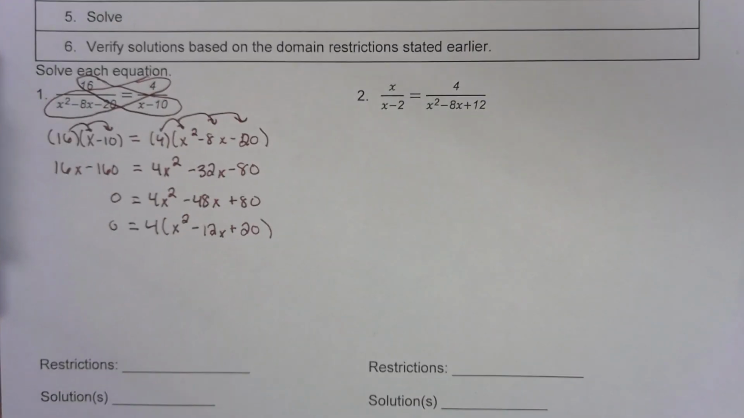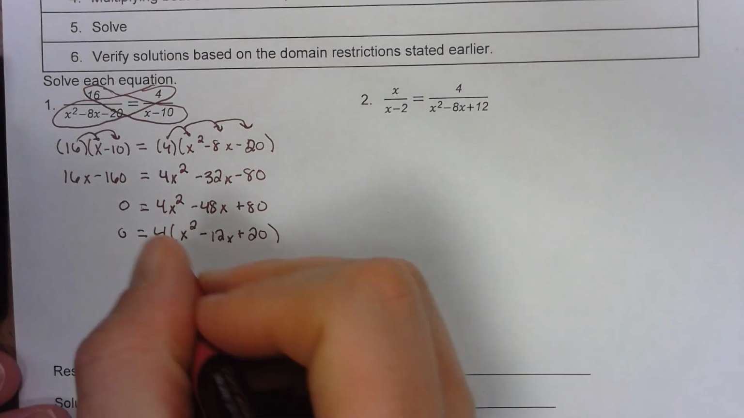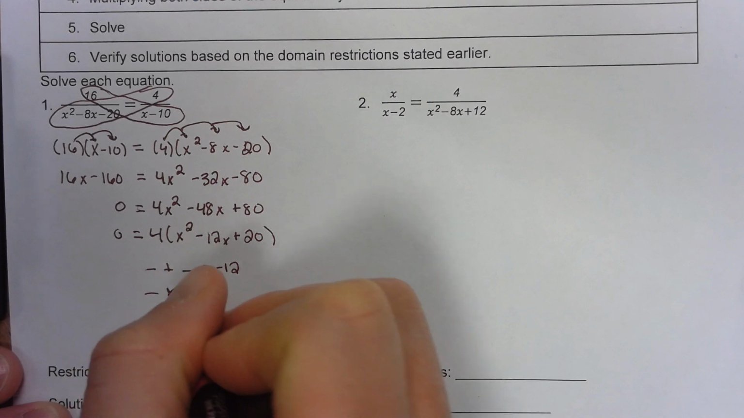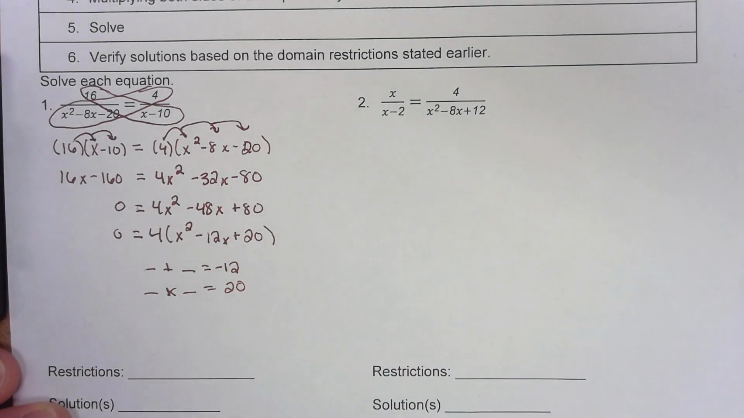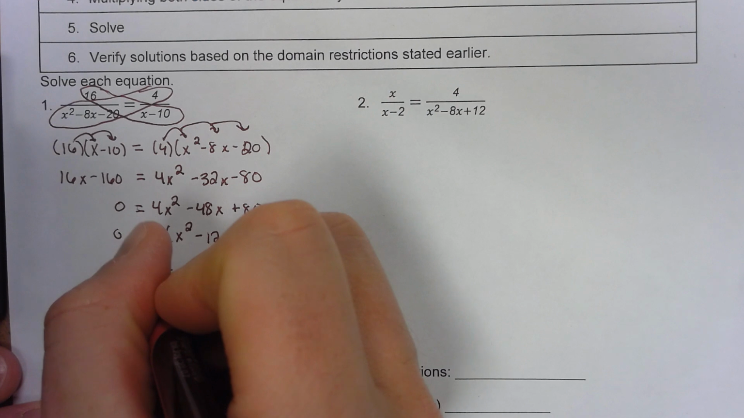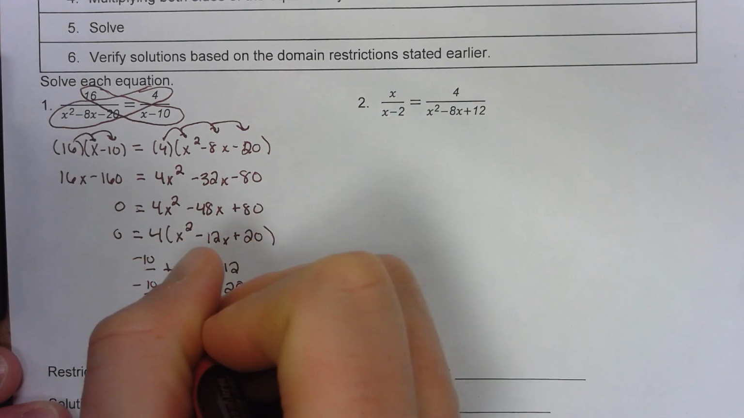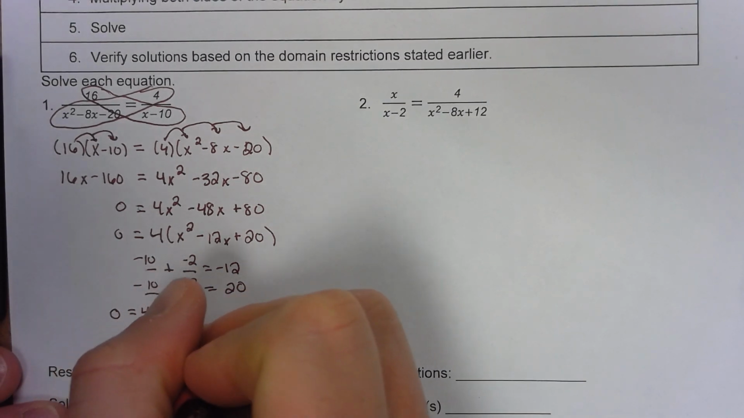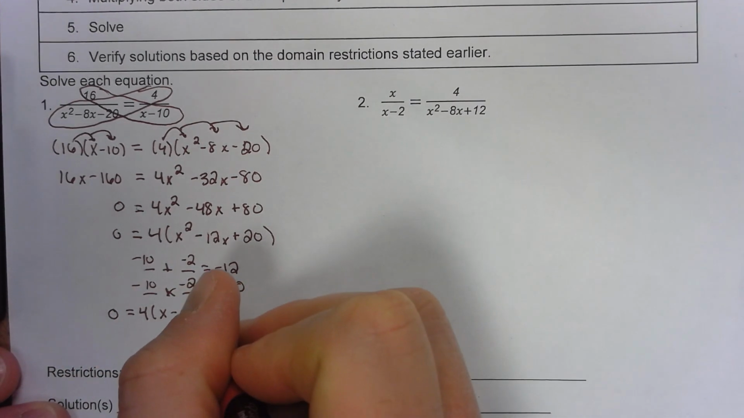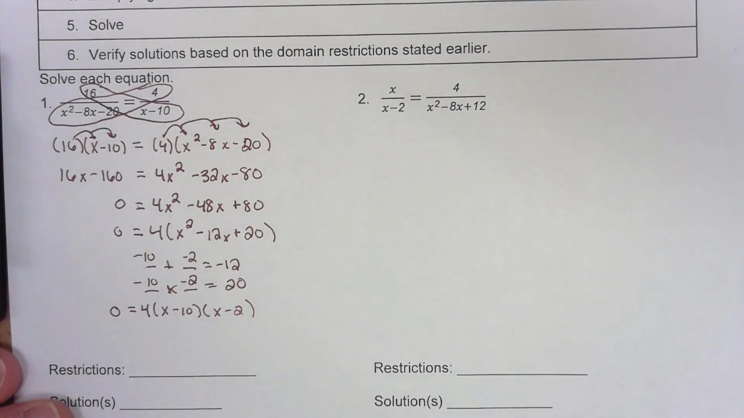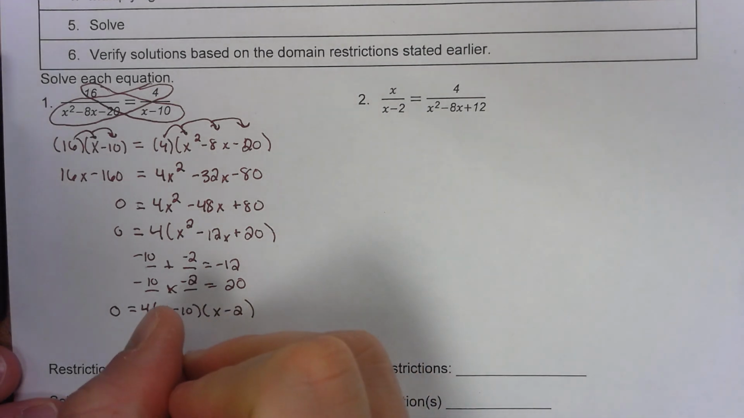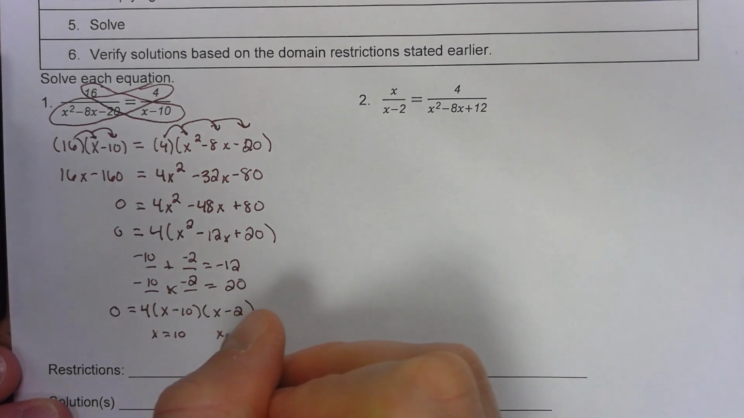Well, what's really nice about this is a is 1. So I can factor this really quickly by just thinking about the numbers that add to negative 12 and multiply to 20. Those numbers are negative 10 and negative 2. And since a is 1, I don't need to use factor by grouping or an area model. Okay, just 4 times x minus 10 times x minus 2 gives me an answer of x equal to 10 and x equal to 2.